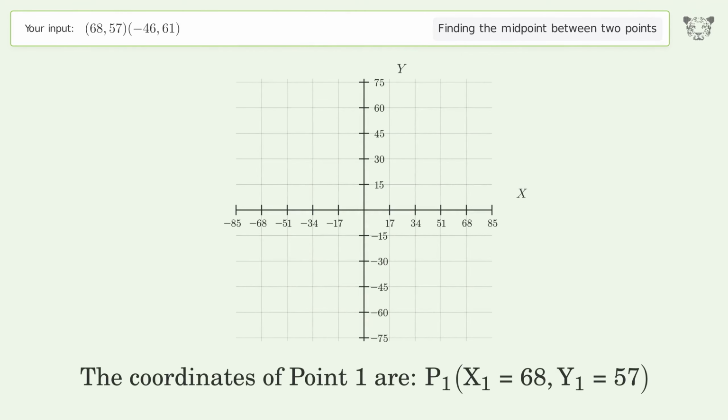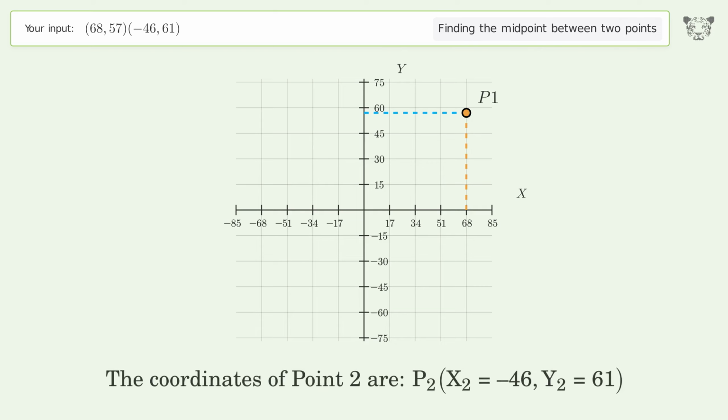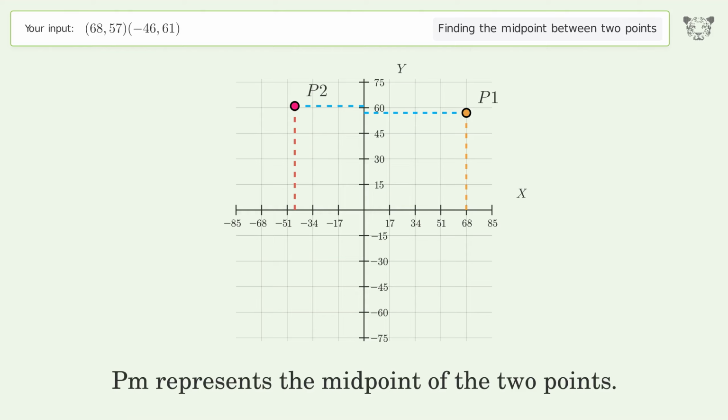The coordinates of point 1 are x1 equals 68, y1 equals 57. The coordinates of point 2 are x2 equals negative 46, y2 equals 61. PM represents the midpoint of the 2 points.